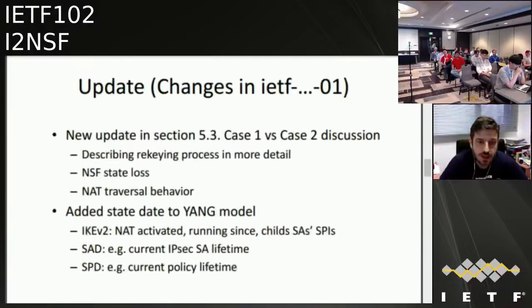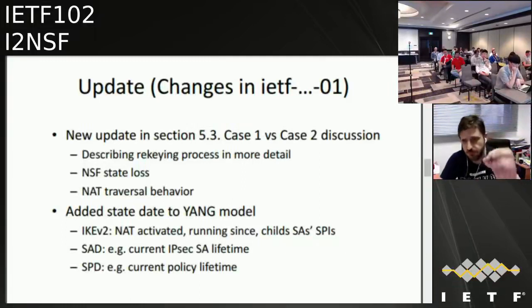So we have some updates from the last version. We provided the last draft. We didn't have any presentation because it was a minor modification, but right now we have a new update in section 5.3 in the discussion about case 1 versus case 2, where we describe a little bit the rekey process. But now in more detail, we have several steps there, like an algorithm explaining how to do it in case 2, or what happens when the NSF crashes, for example, and then it doesn't have any state about the IPsec, or what happens in the natural rekey behavior.